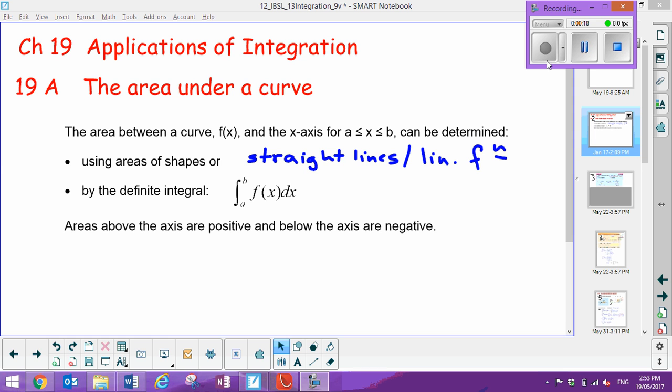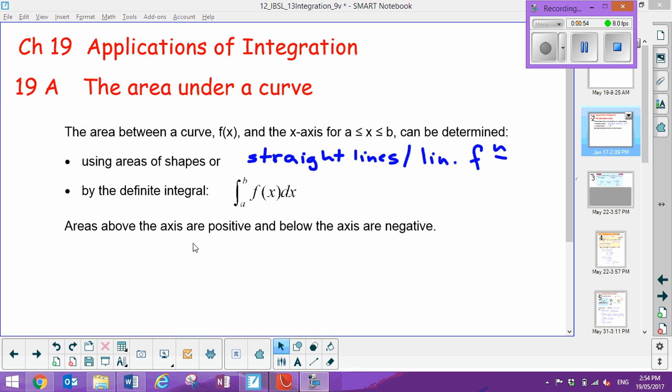So the area between a curve f of x and the x-axis between a and b can be determined in two ways: either using areas of shapes, that's if we've got straight lines or linear functions, they're just those geometric shapes, or by this definite integral, which you did in the last section of chapter 18. So that's the integral from a to b of our function f of x, and remember f of x needs to be continuous and can't have any sharp points like in a modulus function. And here we have x between these two boundaries.